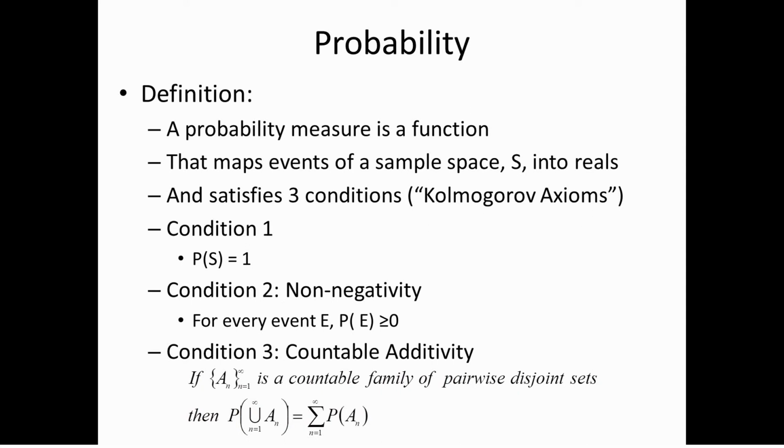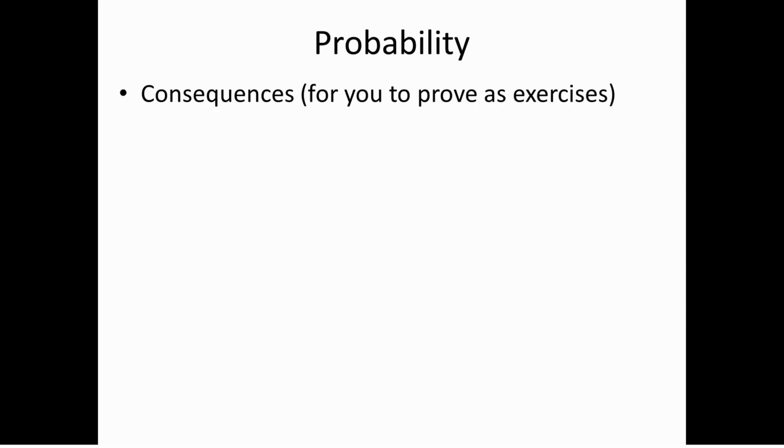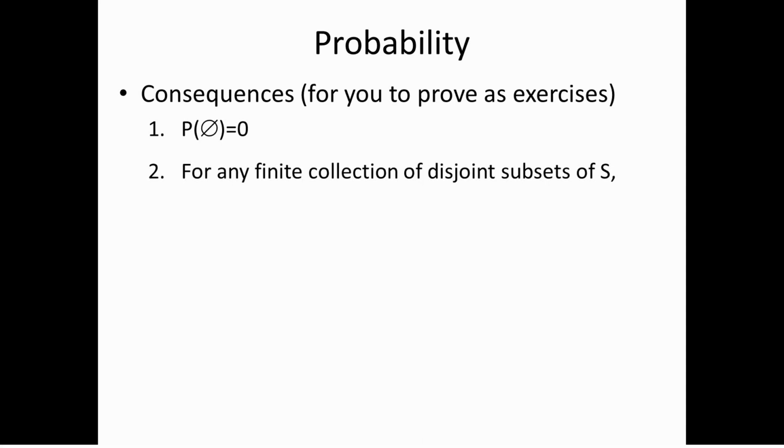Now, there are certain consequences from this definition. I'm going to point these out, and I'm going to leave them as exercises for you to show. The first is that the probability of the null set is 0. The second is that for any finite collection of disjoint subsets of S, the probability of their union is the sum of their probabilities. Notice it looks the same as condition 3, but the difference is that we have a finite collection.